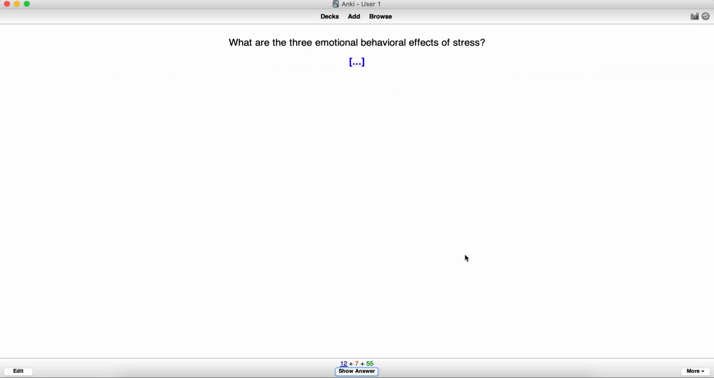What are the 3 emotional behavioral effects of stress? No idea. Anger, anxiety, and addiction are 3 emotional behavioral effects of stress. Anger, anxiety, and addiction. Lexical access. This is pairing a vocabulary word with some sort of meaning that you have in your knowledge.